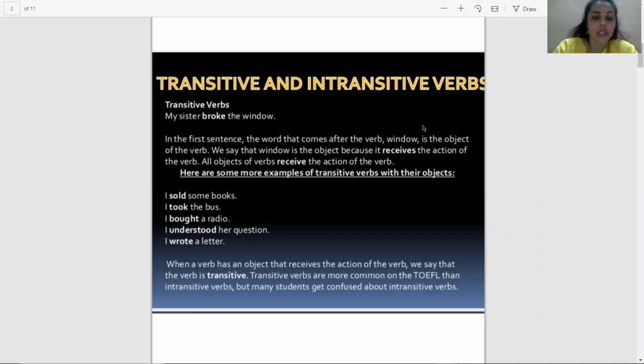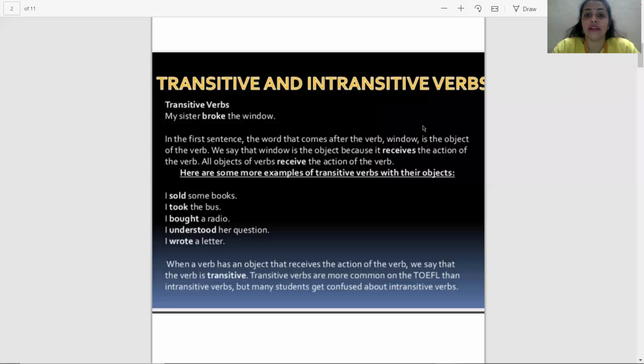Okay, let's see. I sold some books. I sold what? Some books. So naturally you get the answer. Sold has an object, so it is a transitive verb. I took the bus. I took what? A bus, the car, a pen, a book, or a copy. I took the bus. So bus is the object. That is why took is a transitive verb. I understood her question. I understood what? Her question, what she was asking. So her question is an object. That is why understood is a transitive verb.